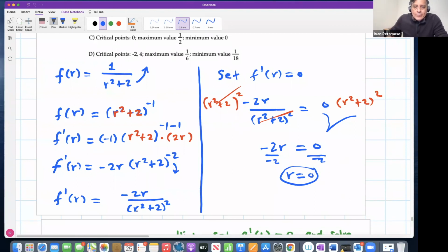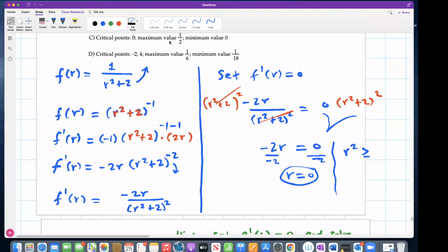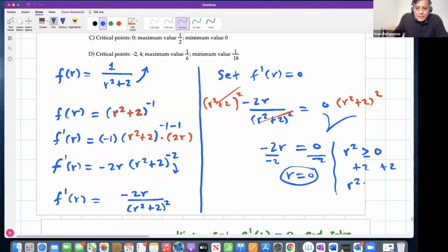But now, is there a way to get this undefined? Well, if you look carefully, this is r squared plus 2, right? I'm going to write a note here. r squared is greater than or equal to 0, right? Now, if I add 2 to this expression, r squared plus 2 is greater than or equal to 2. So the minimum for this expression is 2. This expression will never be 0. This is what is important.